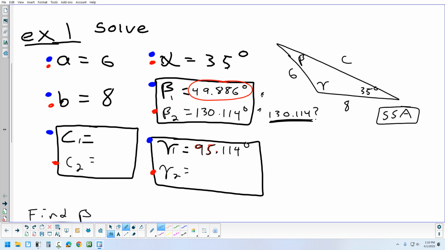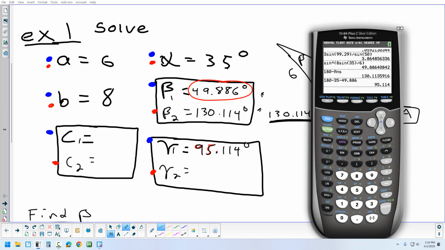All right, and which angles are we going to add up and subtract from 180 to get gamma 2? 35 and 130. Yeah. And 35 and 130 add up to 165. 180 minus 165 gives you 14.886. If you did this step and you got a negative answer right here, then that means you included the second answer and you shouldn't have. But we already figured out that it works, and we did not get a negative answer, so that's good.